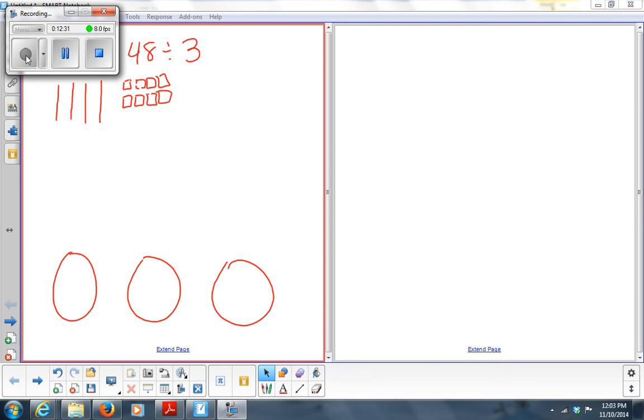Okay. So if I have 48 divided by 3, first thing I'm going to do is take my 10s and put them into the circles. Cross them off. Okay, and then I'm going to take available ones and put them in circles. I've got 1, 2, 3, 4, 5, 6, 7, 8. So I could probably put 2 in each circle. Which leaves me with a 10 and 2 ones. So I'm going to break this 10.